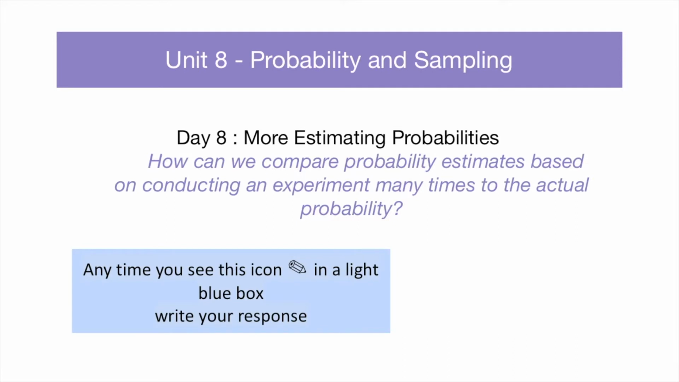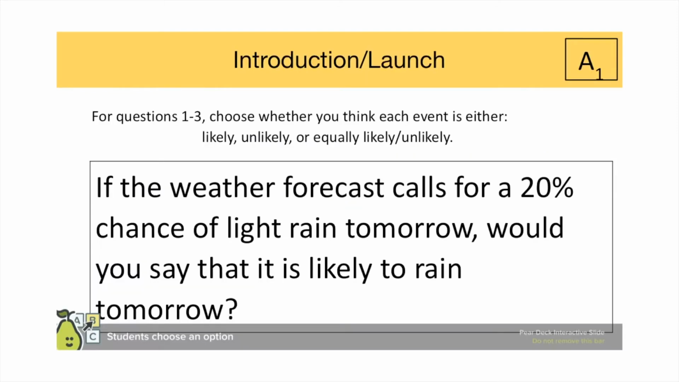7th graders are working on Unit 8, Probability and Sampling, Day 8, More Estimating Probabilities. How can we compare probability estimates based on conducting an experiment many times to the actual probability? The introduction has 3 questions, and it will ask students to choose whether they think each event is either likely, unlikely, or equally likely.